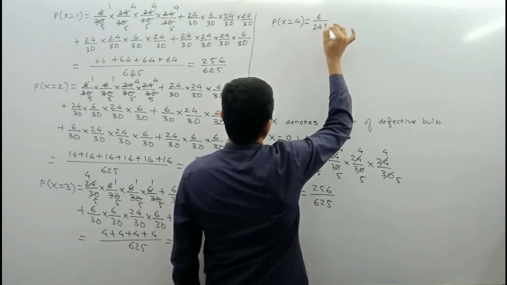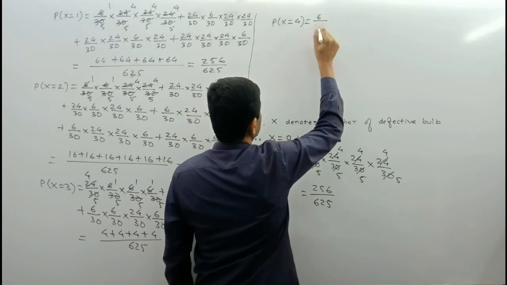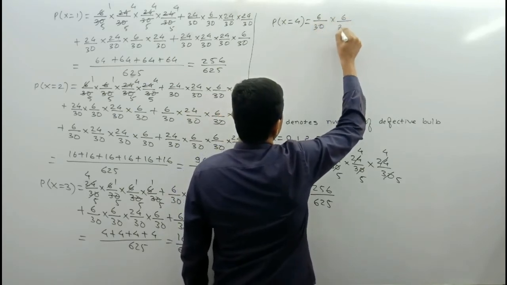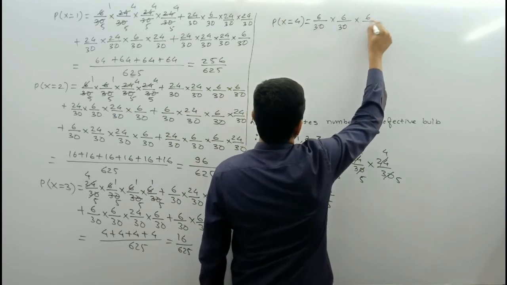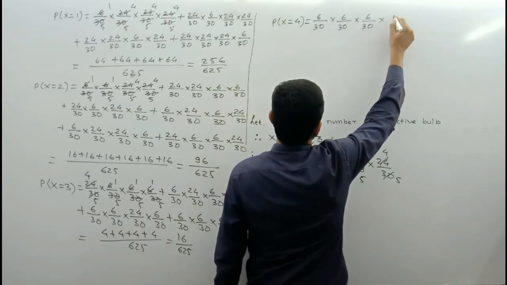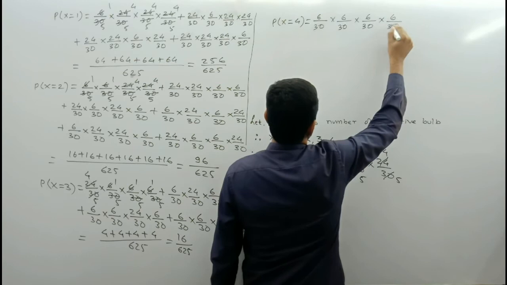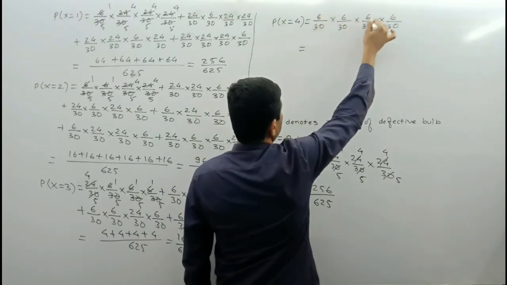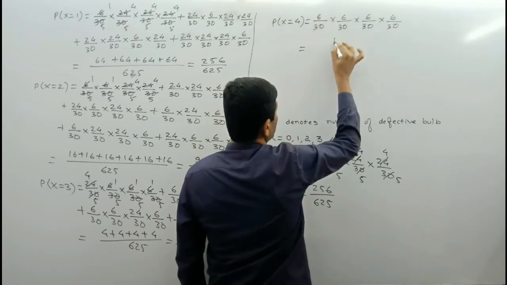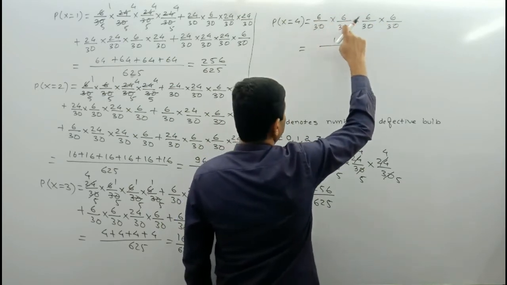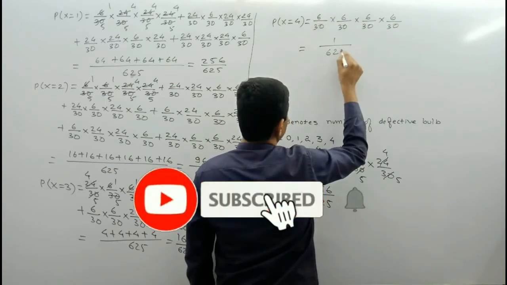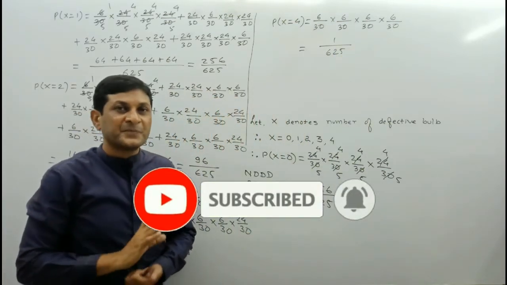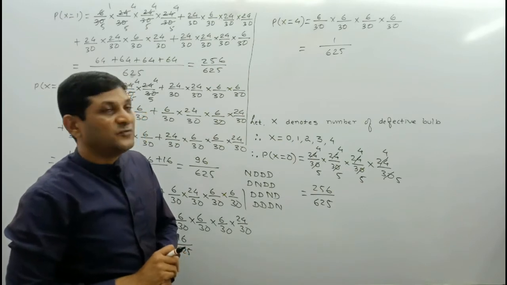6 upon 24. Sorry, 6 upon 30. Total 30 bulbs are there, and the second bulb is also defective, so its probability is 6 upon 30. Third is also defective, 6 upon 30, and the last bulb drawn is also defective, so 6 upon 30. Let us simplify it. It will be 1 by 5, 1 by 5, 1 by 5, 1 by 5. In the numerator we get 1, and in the denominator 5 fours is 625. In this way we have got the probability when x is equal to 4.